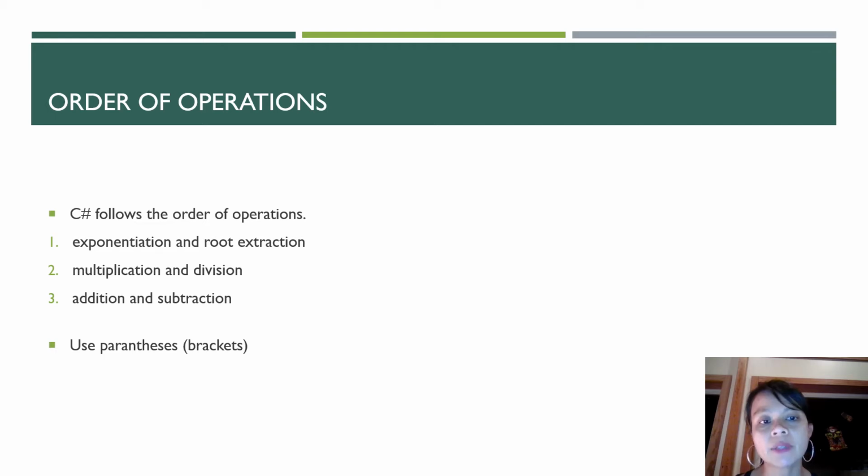Next, let's talk about the order of operations. C# follows the order of operations. First, exponentiation and root extraction, then multiplication and division, and then finally addition and subtraction. And make sure that you use parentheses.